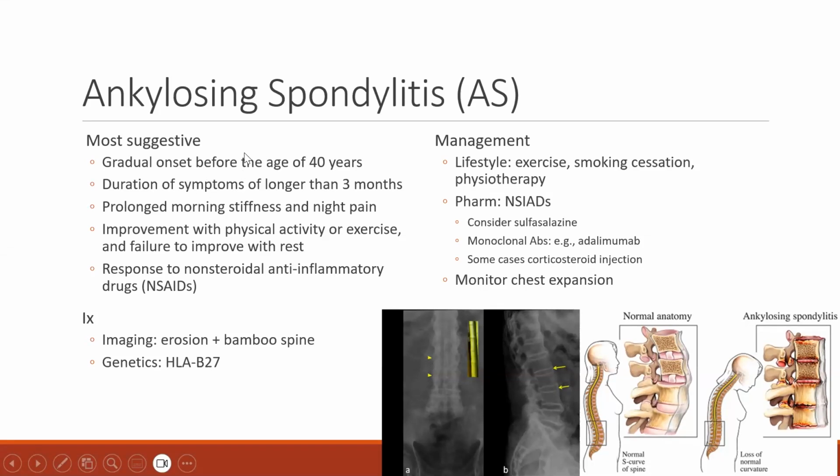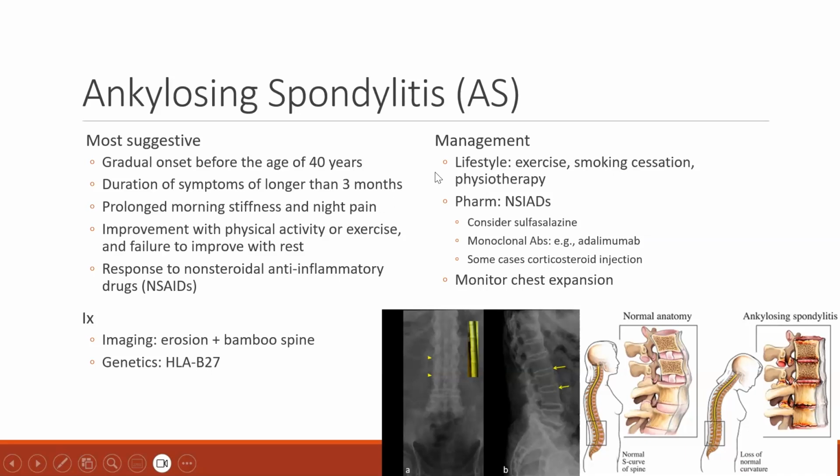Diagnosis: most suggestive of AS, we get gradual onset before the age of 40, duration of symptoms longer than 3 months. We get prolonged morning stiffness and night pain. It improves with activity and exercise, and it fails to improve with rest. And it has a pretty good response to NSAIDs. Investigations: we have imaging, where we can find erosions, and we have the bamboo sign. Genetics: it's the HLA-B27 gene.